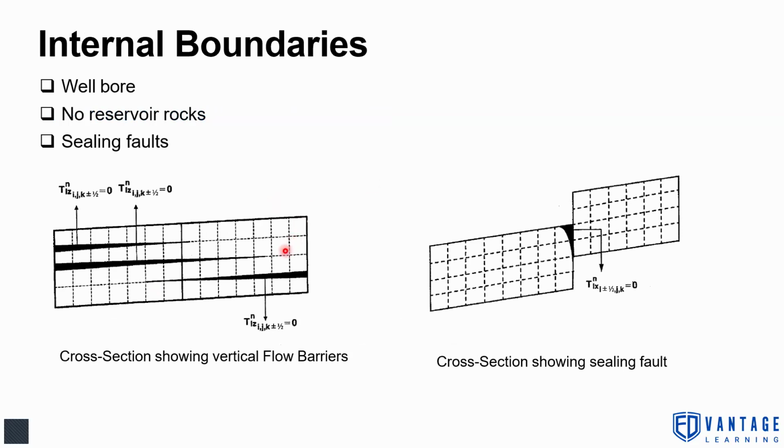And an internal boundary can be a fault between the grid cells. These are grid blocks. And also no reservoir block and also sealing faults, where my transmissibility between these two grid blocks is zero. So transmissibility between this grid block and this one is zero because there is no flow happening, because there is a discontinuity between these two grid blocks.